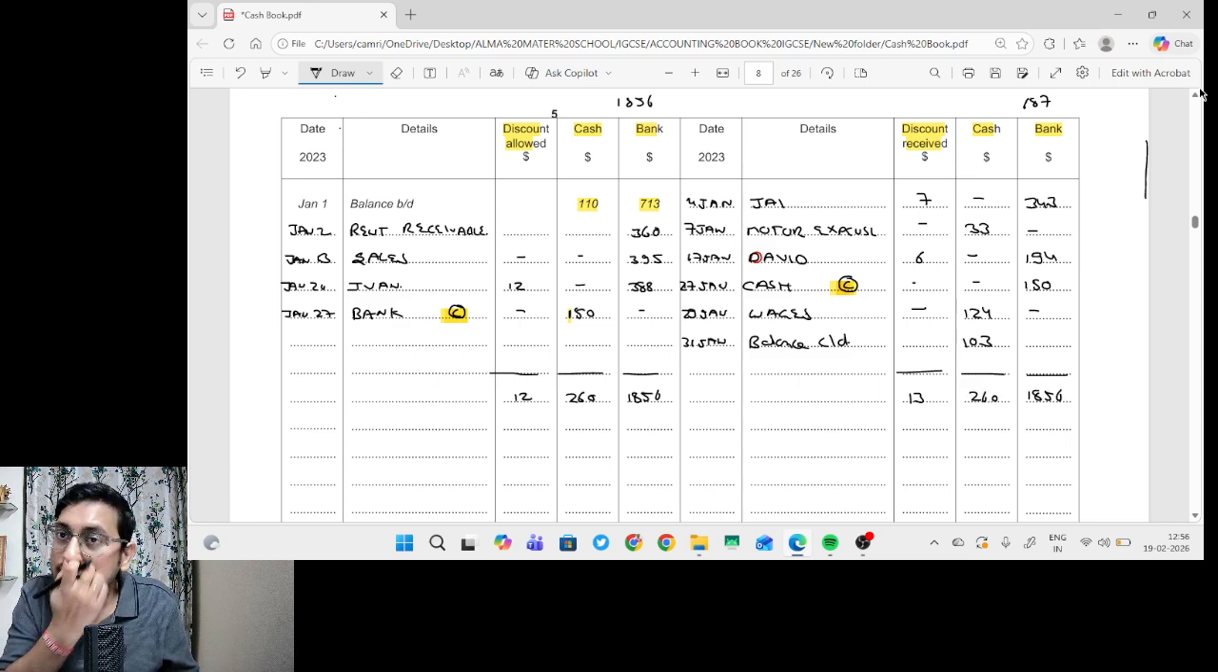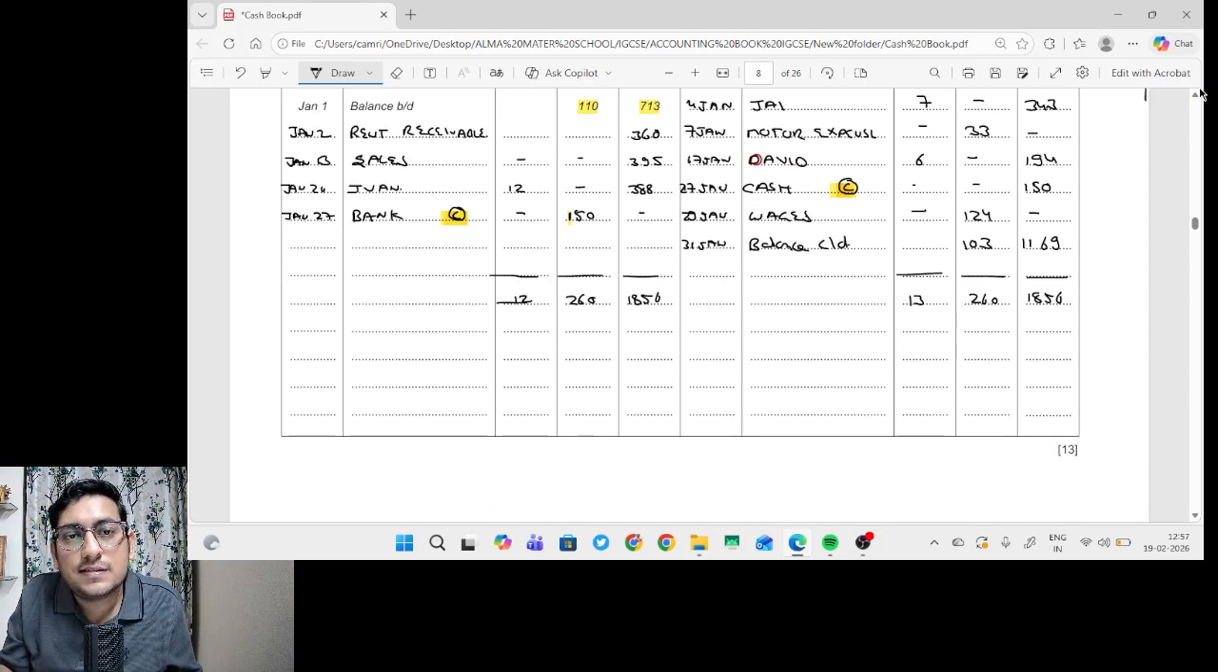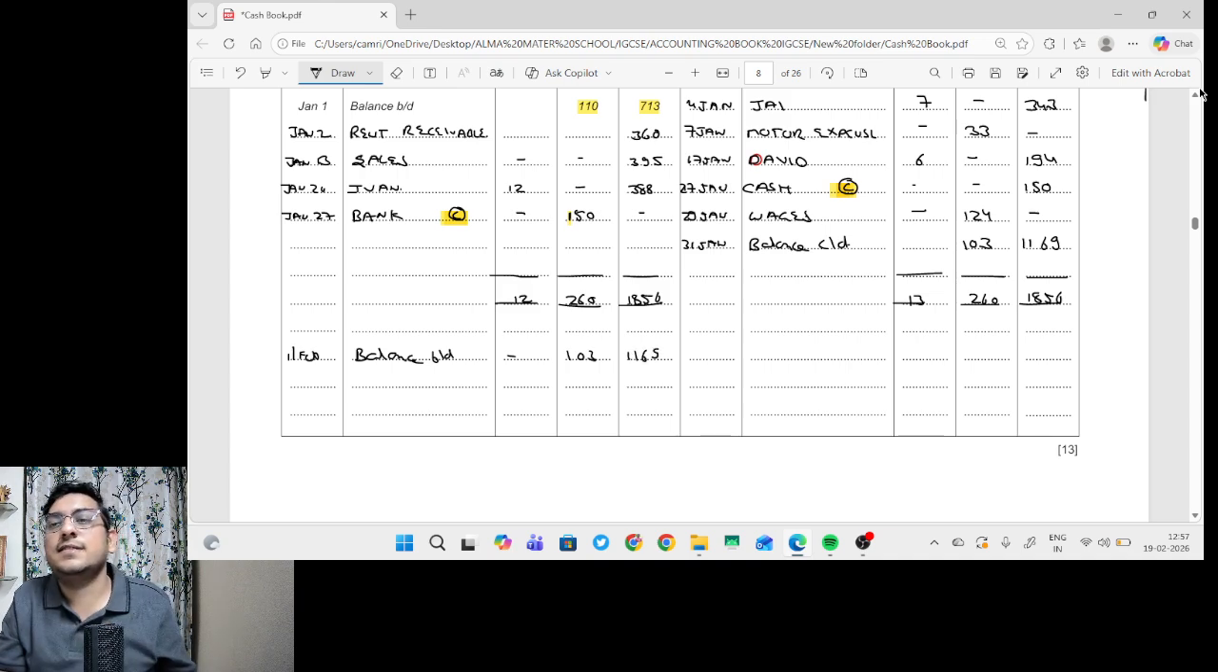So what is the difference? 1856 minus 687. It will come as 1169. And this particular balance will be transferred as the opening balance on 1st of February. Balance brought down: 103 and 1169. And that's it, students.